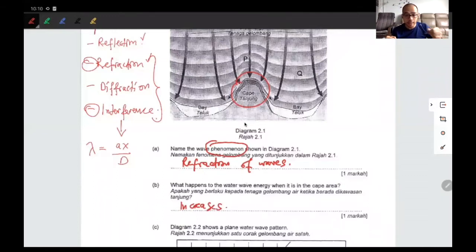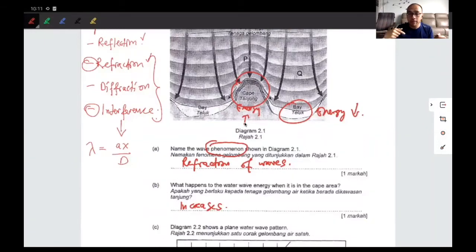So here at the cape area, the energy is high. The bay area, the part where it's teluk, the energy of the wave is low. That's why if you want to build a resort, this is a popular question, let's say you want to build a hotel or anything, you don't build it on the cape, you build it on the bay, because at the bay the waves are not so strong, so you can play at the beach safely lah.